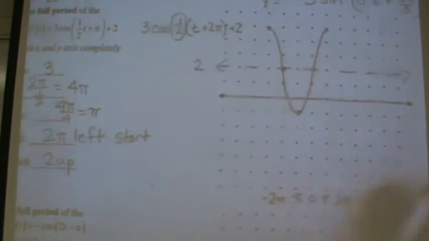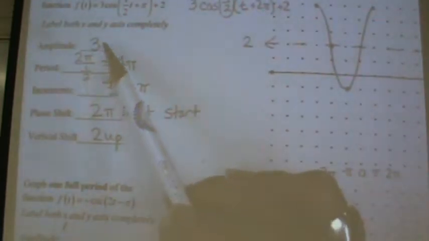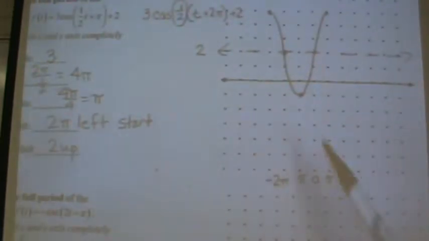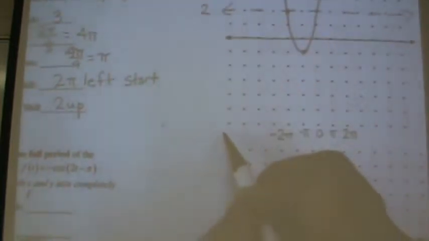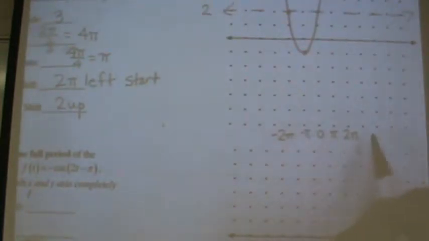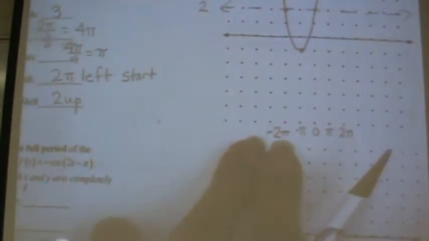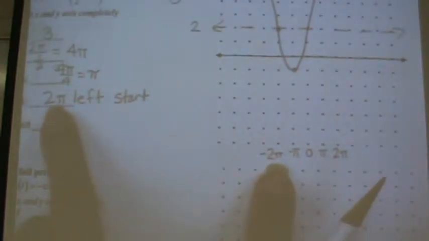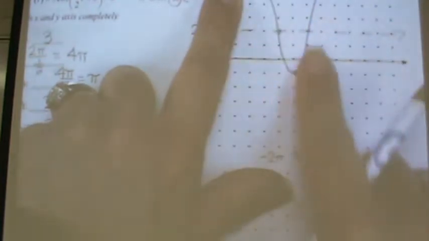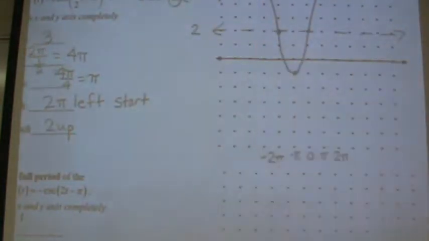That is 1 full period. I gave 10 points for this. I gave a point for each of these answers. I gave 2. This is very big. You have to have this labeled correctly. You had to start at negative 2 pi. That's your phase shift. And 1 full period looks like that. And shifted 2 units up. So I did like 5 for this and 5 for that.